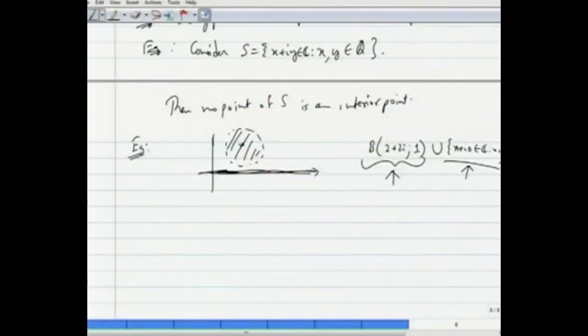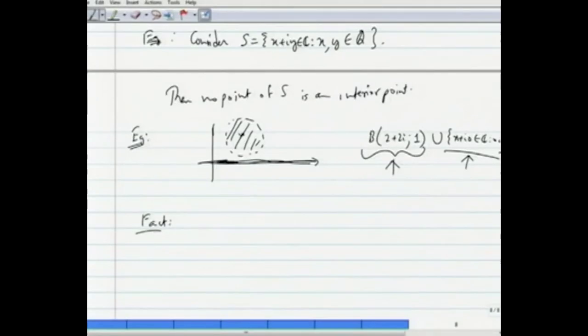The viewer is asked to construct examples and see various scenarios where sets have some interior points and some which are not interior points. We are going to state a fact that every interior point, okay, is a limit point.